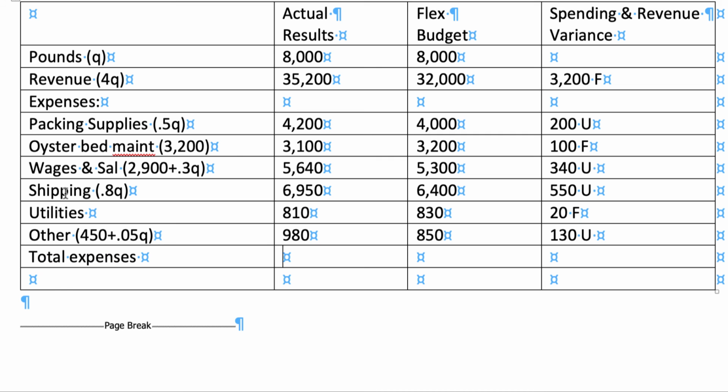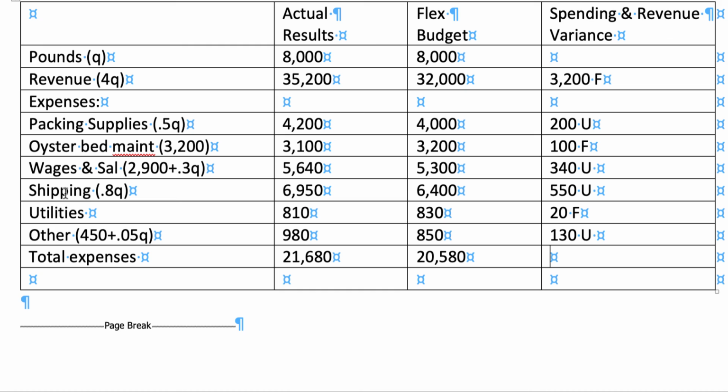So now we can total up our expenses. And if I just add up all the expenses, I see that the actual expenses are $21,680. And under the flex budget, the total expenses should be $20,580.